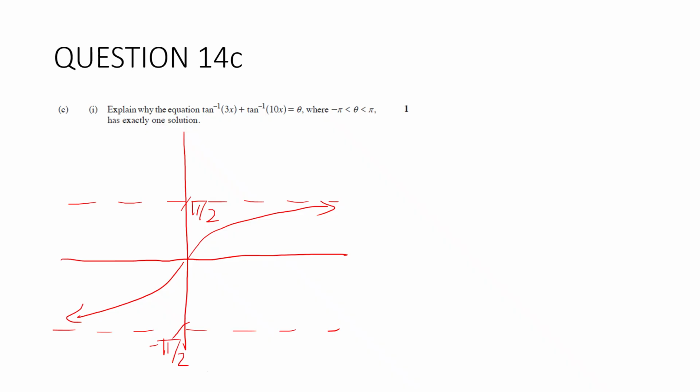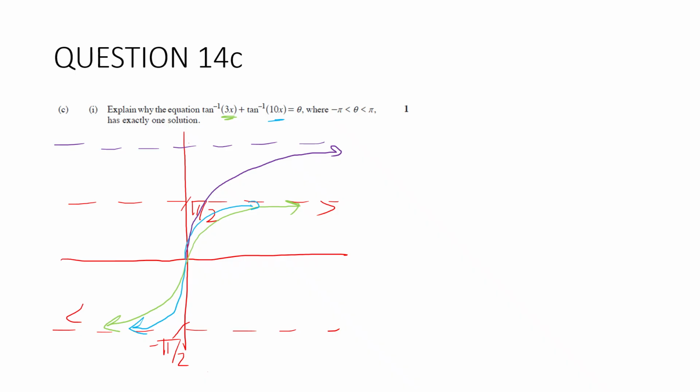Now, what is the effect of putting a 3 here in front of the x? Do you remember that that is going to make this move towards the y-axis? It's going to make it steeper, and even more so for this one. Still going to stay in that negative pi on 2 to positive pi on 2 range. Now we're going to add those two curves together. This time it is going to go outside that boundary. It's going to come up here and tend towards an asymptote of pi, and then down here towards an asymptote of negative pi, which kind of makes sense.